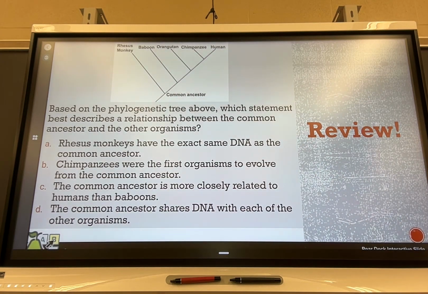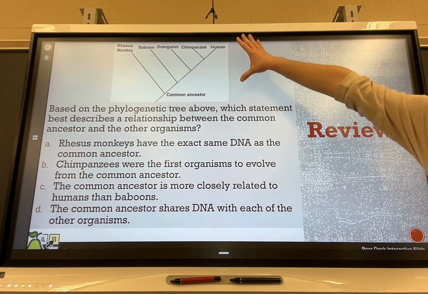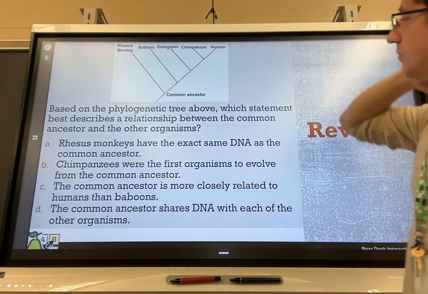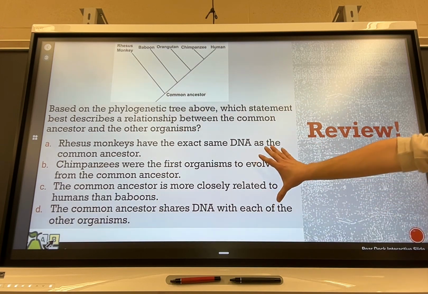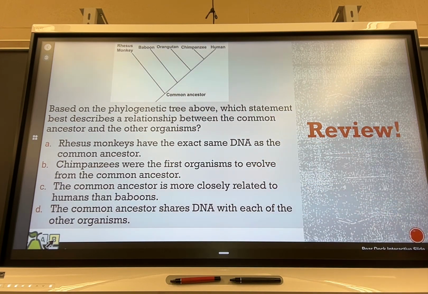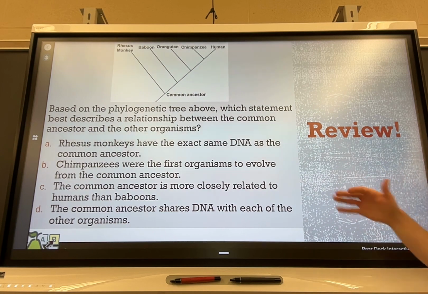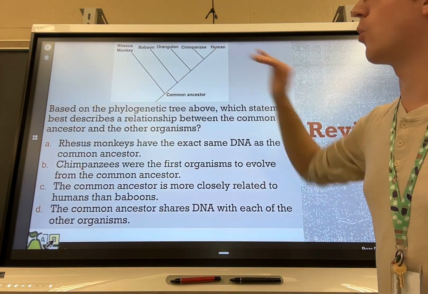So, based on the phylogenetic tree up above here, take a minute and figure out which of these four options best describe the common ancestor, or the relationship between the common ancestor and the other organisms.